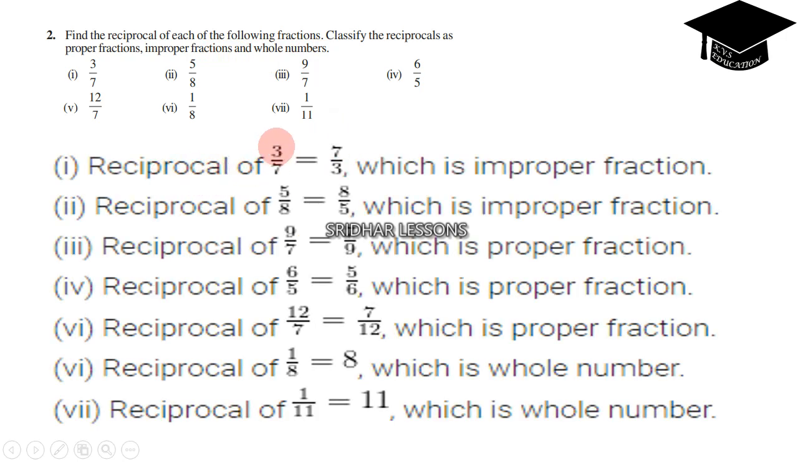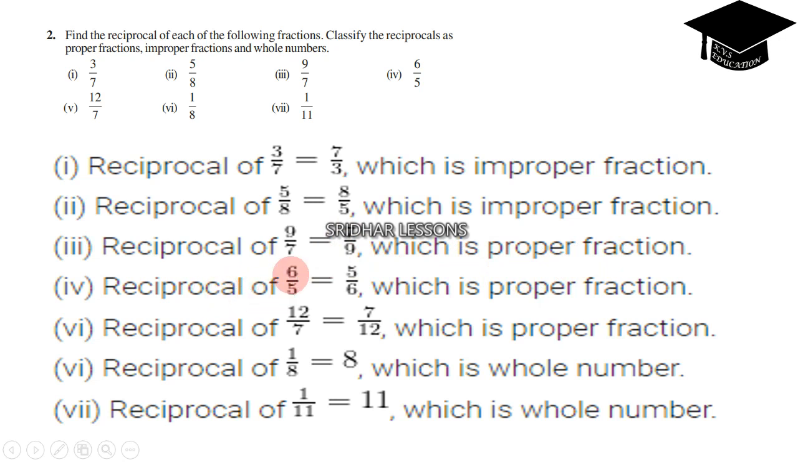The reciprocal of 3/7 is 7/3. It is an improper fraction. What is an improper fraction? The numerator is greater than the denominator. The reciprocal of 5/8 is 8/5, an improper fraction again. The reciprocal of 9/7 is 7/9, which is a proper fraction because the numerator is less than the denominator.